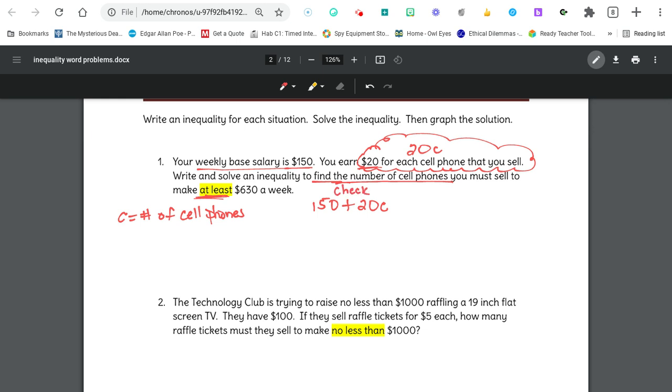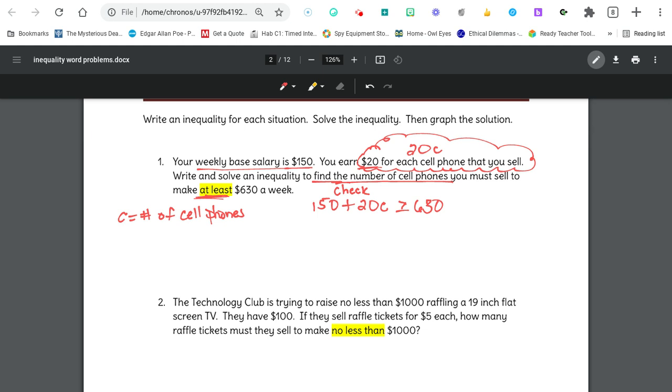You must sell at least, how many cell phones must you sell to make at least $630? So you're trying to see what C would have to be if you want to make at least, or greater than or equal to, 630. So you can kind of calculate how many cell phones you're going to need to sell if that's what you want your check to be every week.